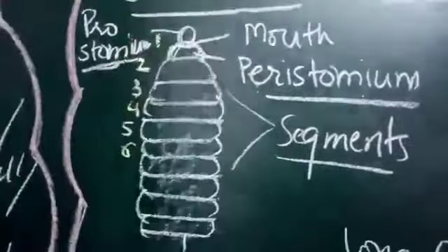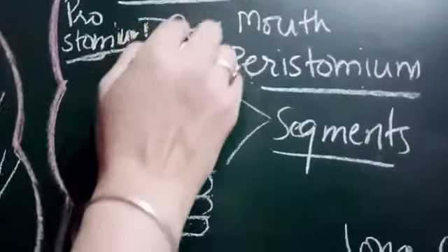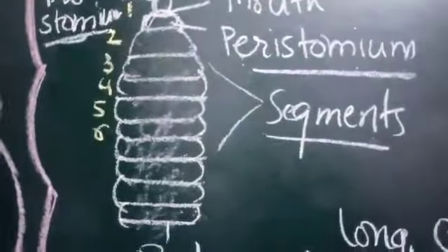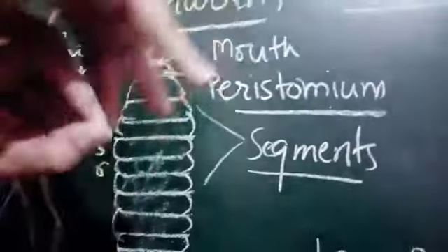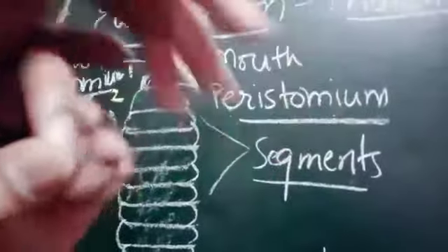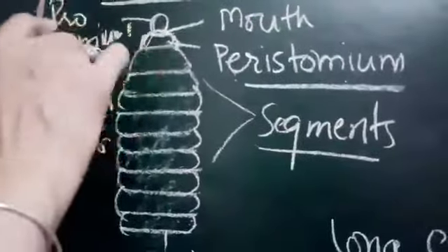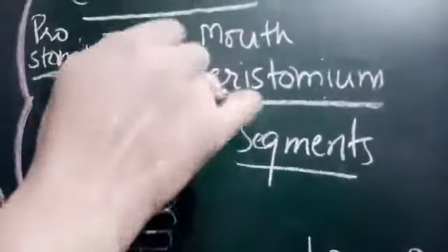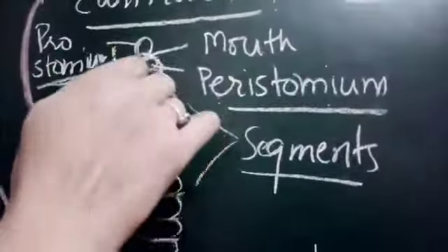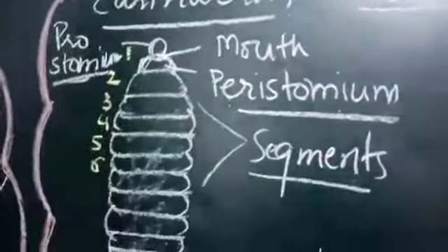Prostomium. Nature has provided the earthworm a digging structure. Prostomium is a lobe. Suppose this is the mouth and there is a lobe hanging over the mouth. That lobe is called prostomium, with the help of which it burrows the soil and makes the tunnels in it where it finally resides.